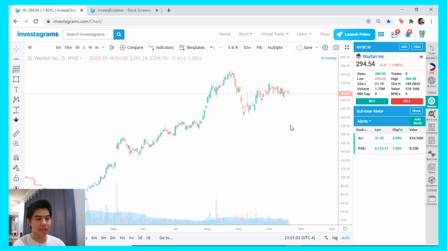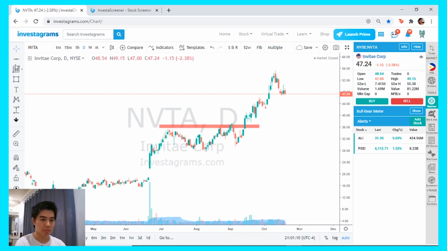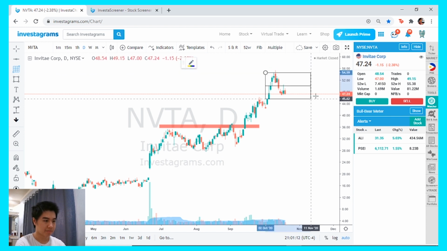And then yung third was NVTA. So yan, mga malalakas na stock. So yan, we have a breakout here. Tapos ngayon mukhang magko-consolidate muna ulit, pahinga muna.